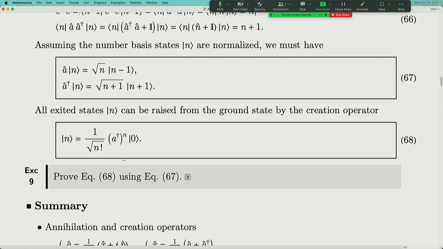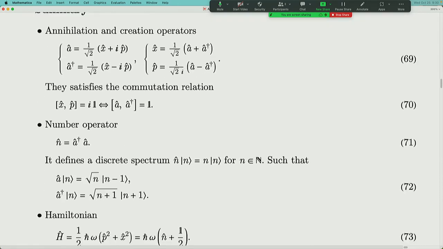Whenever you see all these excited states, you can replace them by this definition. So everything boils down to how to evaluate all these operators on the ground state, okay? So that's what I want to say about the algebraic method. For the harmonic oscillator, let me go through this summary very quickly.